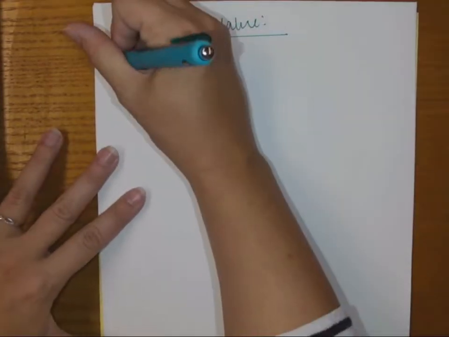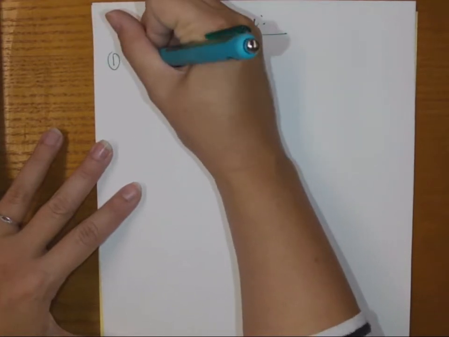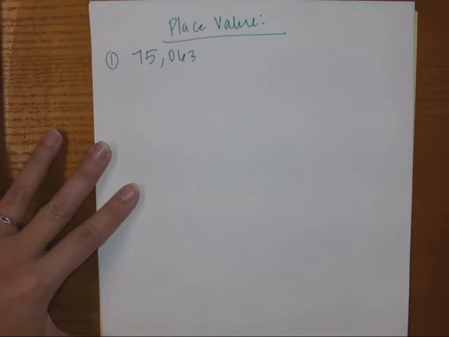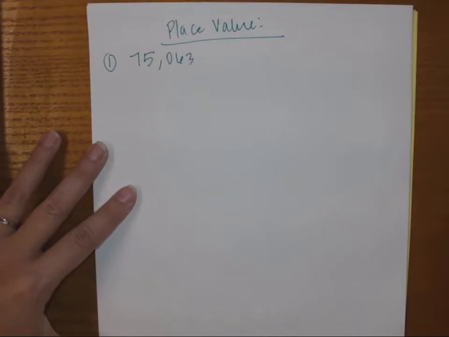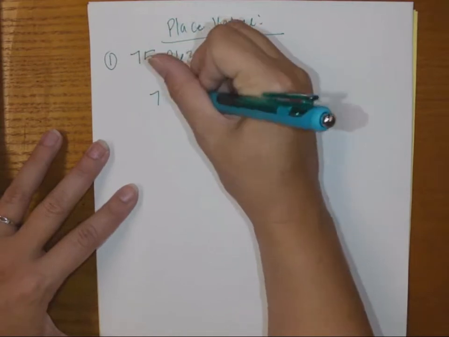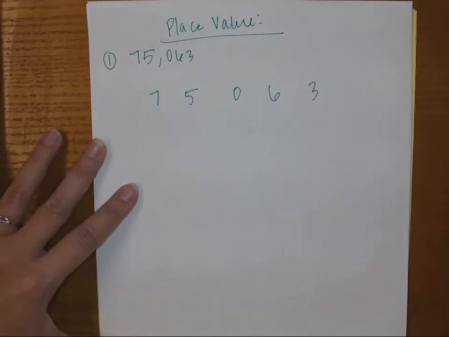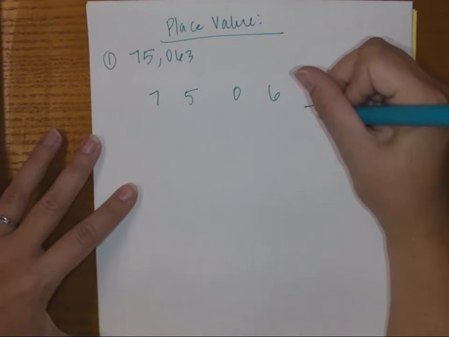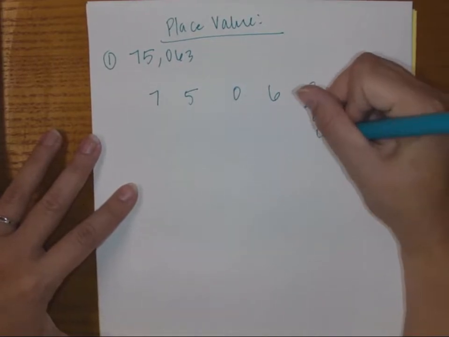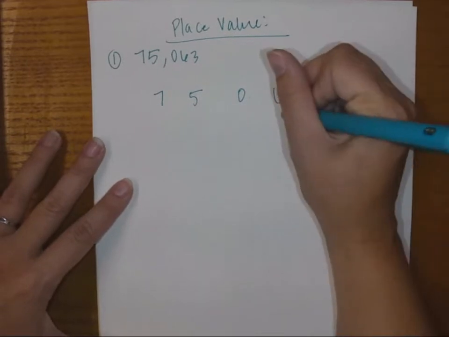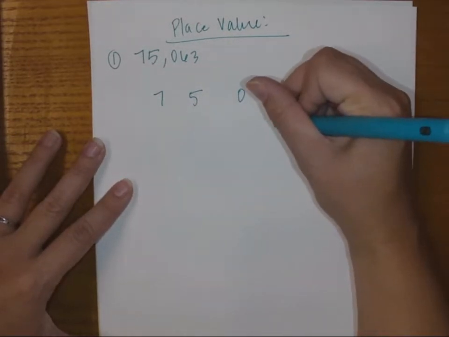So for example, if I had the number 75,063, let's talk about what each place value those digits represent. So if I was going to spread them out, the 3 is in the ones place, or you could call that the units place. And we're in base 10 here, obviously. The 6 would be in the tens place.